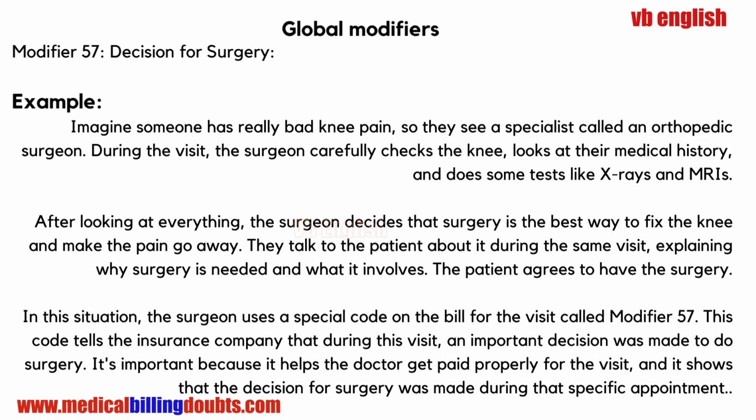They talk to the patient about it during the same visit, explaining why surgery is needed and what it involves. The patient agrees to have the surgery. In this situation, the surgeon uses a special code on the bill for the visit called Modifier 57. This code tells the insurance company that during this visit, an important decision was made to do surgery. It's important because it helps the doctor get paid properly for the visit, and it shows that the decision for surgery was made during that specific appointment.